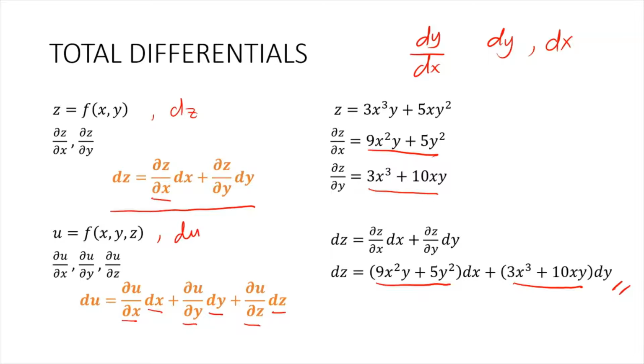Since we now have an idea what's a total differential, let's move on to total derivatives. Okay, again, differentials, examples are dy and dx, all right? And then derivative is the ratio between dy and dx. Differentials and then derivative, okay? So let's talk about total derivatives, all right?